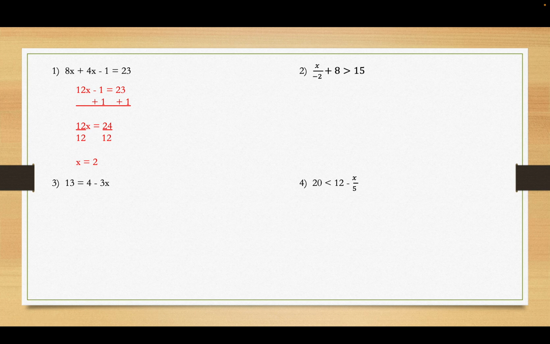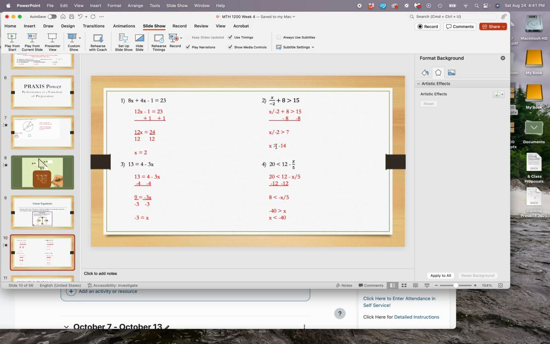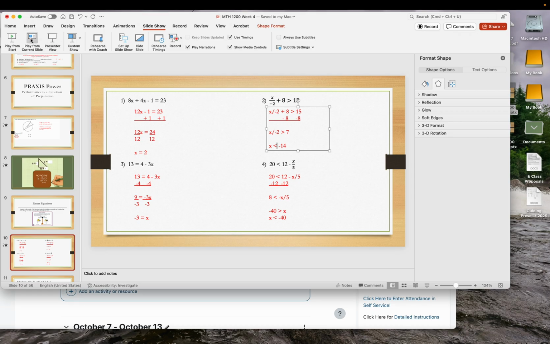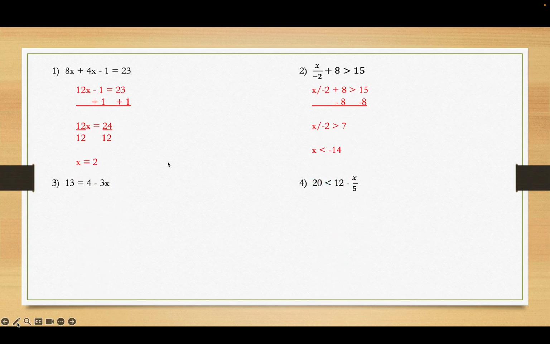For the second one, now this is an inequality, so we have to be a little careful here. Subtract 8 from both sides. X over negative 2 is greater than 7. And then I actually made a mistake here, so let me correct it right now. X over negative 2 is greater than 7. You have to multiply both sides by negative 2. X is less than negative 14.